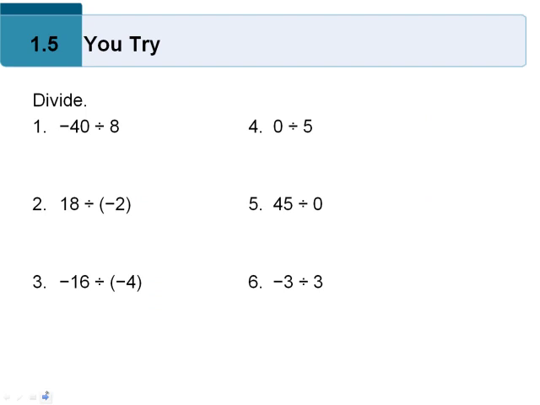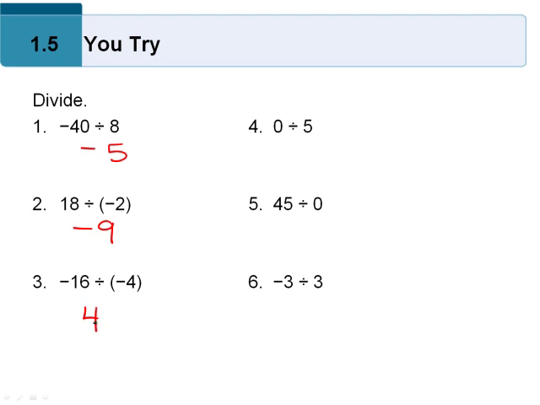Okay, so pause the video and try these on your own and see what you get. Number 1 tells us to divide. -40 divided by 8 would be, signs are different, -5. Okay. Number 2, the signs are different. 18 divided by -2, so we know it's going to be a negative, and 18 divided by 2 is 9, -9. Number 3, -16 divided by -4, the signs are the same, so we're going to get a positive 4.